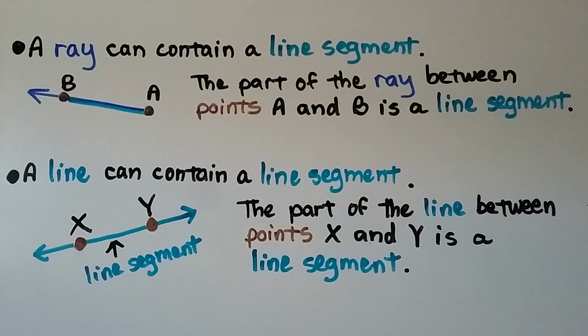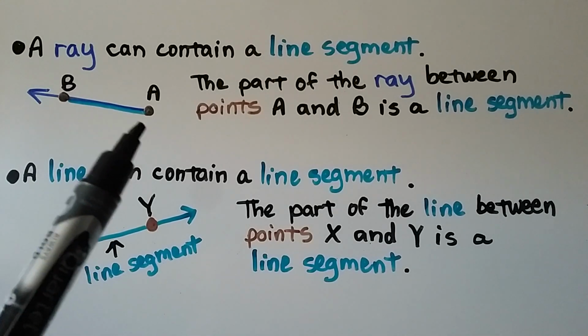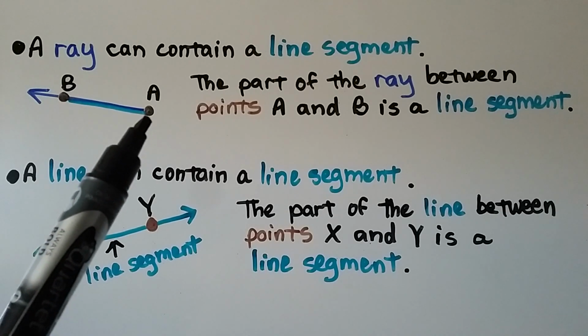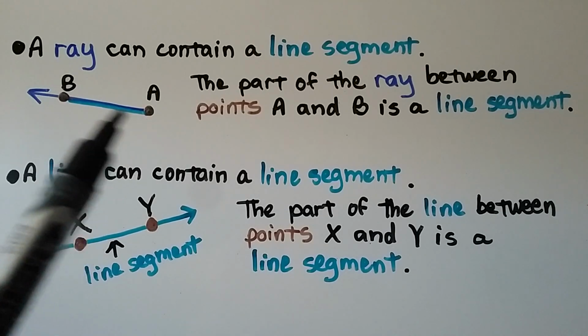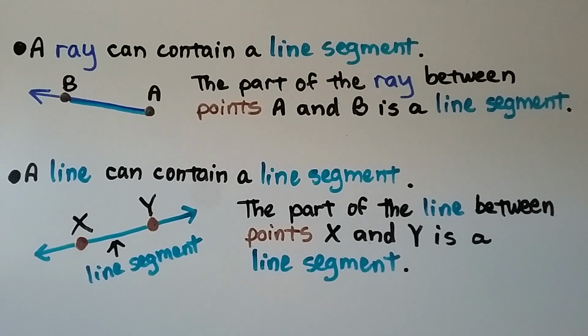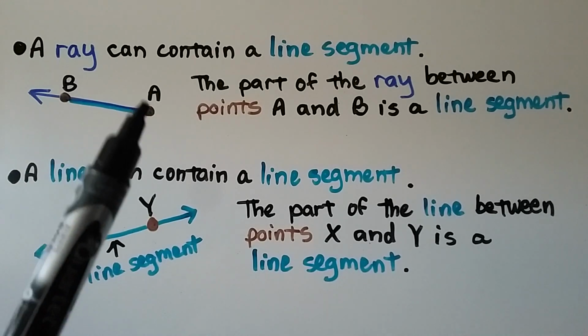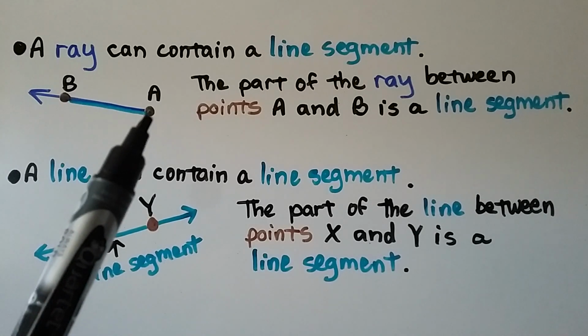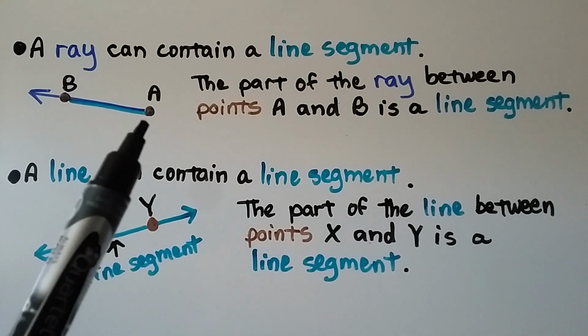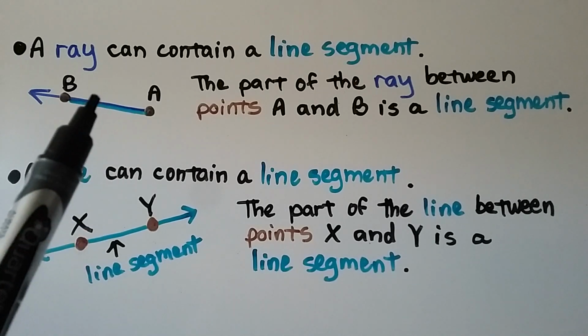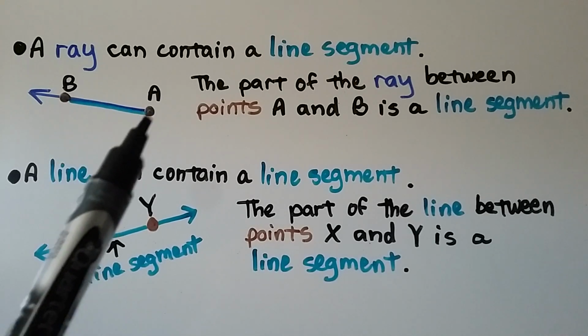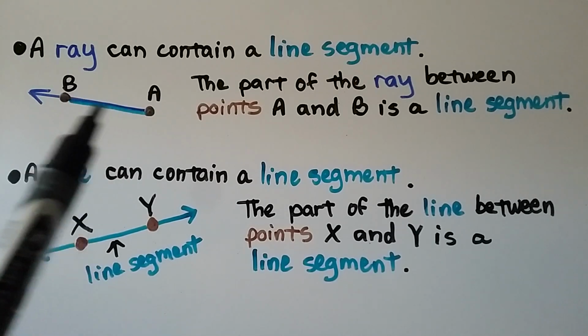A ray can contain a line segment. Here we have ray AB, and we start at the endpoint when we label it. Remember, it's not like a line segment or a line that we can start at either end. We have to name the ray by its endpoint first. And if we look in between the endpoint A and this point B, we have a line segment.